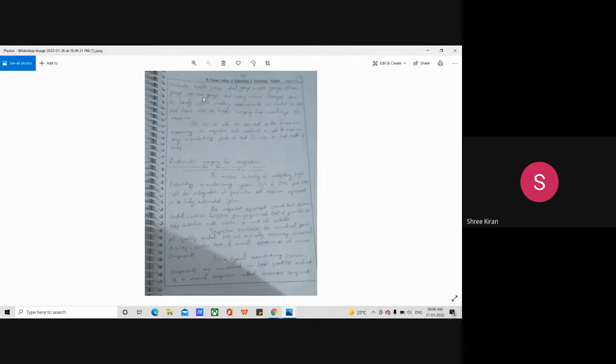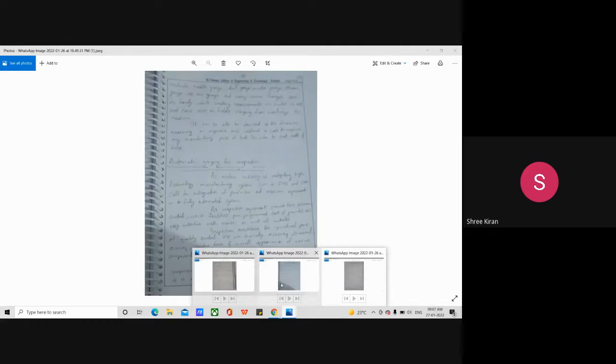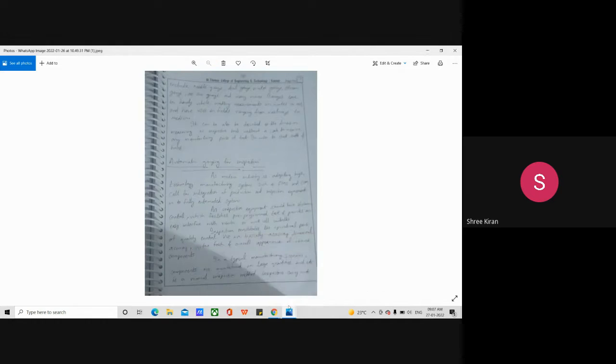In the case of automatic gauging, inspection also happens. When we are talking about precision gauging inspections, in the case of a precision gauging instrument, a device is used for directly measuring.